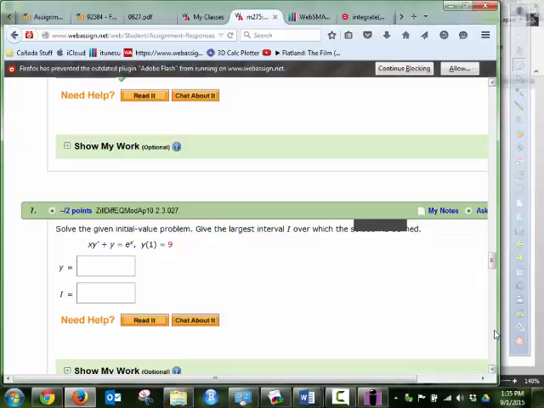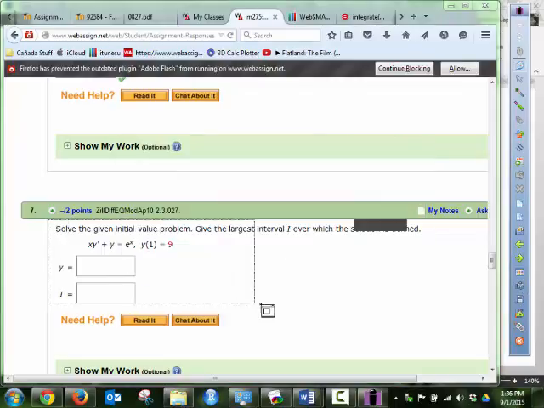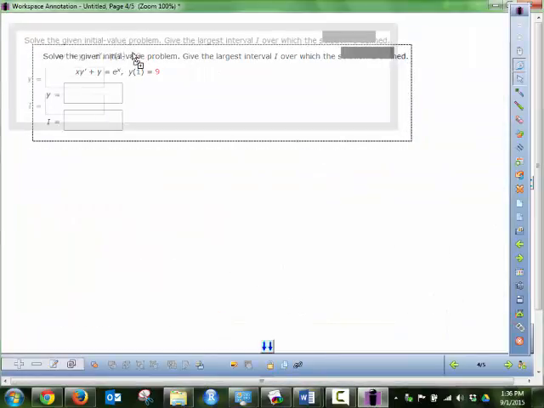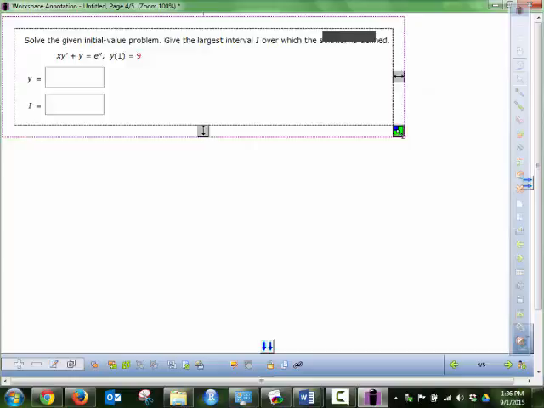All right, let's try this one. Solve this initial value problem and give the largest interval. I don't know why I have that blocked out thing over here. Something about my pop-up blockers, probably.